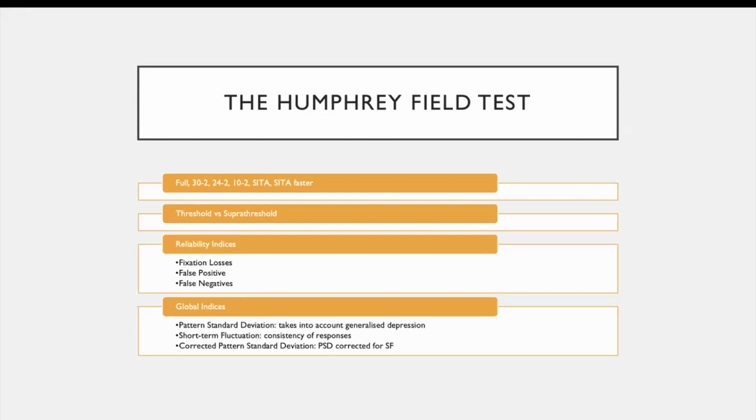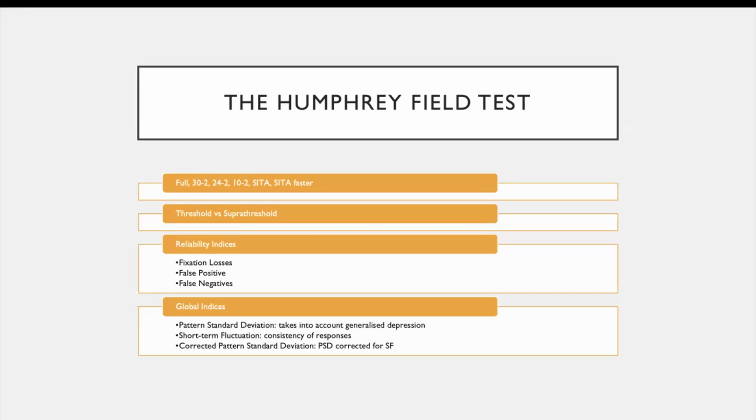And then you have these global indices. You start off with the pattern standard deviation. This takes into account things like generalized depression. For example, let's say somebody has a cataract and they've got a generalized depression across the entire field, then the pattern standard deviation will take that into account and minus something like a cataract.